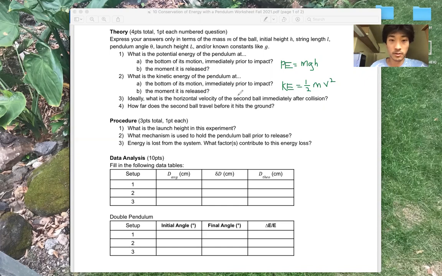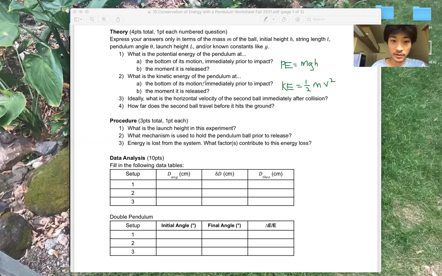Use what you know about the setup and the experiment, as well as these formulas, to answer these top two questions. And I'd like to remind you that you can only have these specified variables in your answer. For example, m, h, l, theta, big L, or g, as well as other integers such as 2 or a half. So you need to express your answer in terms of these.